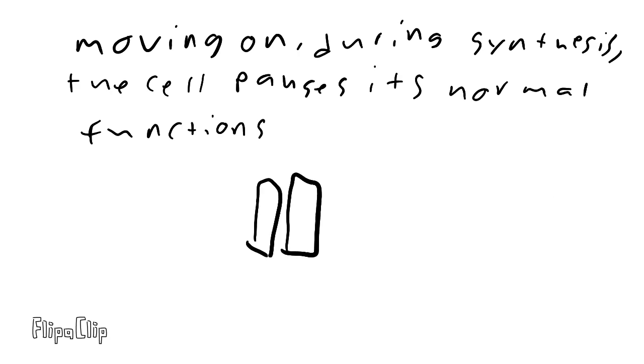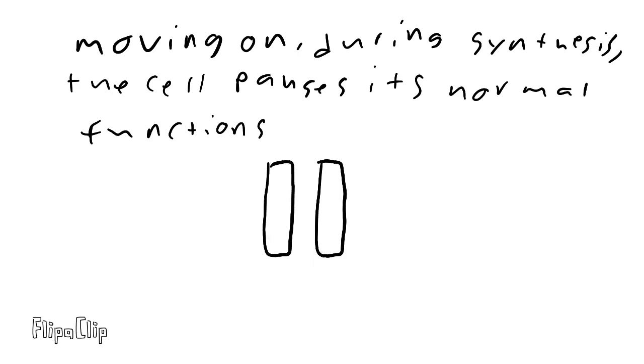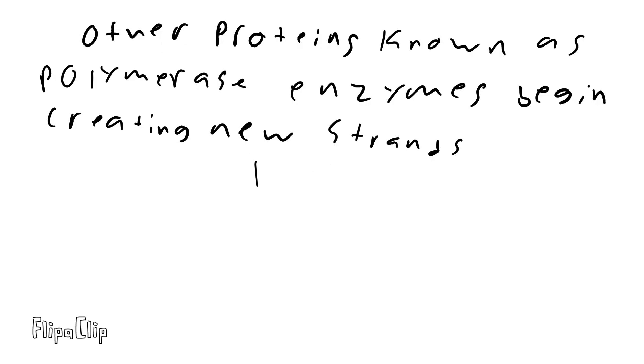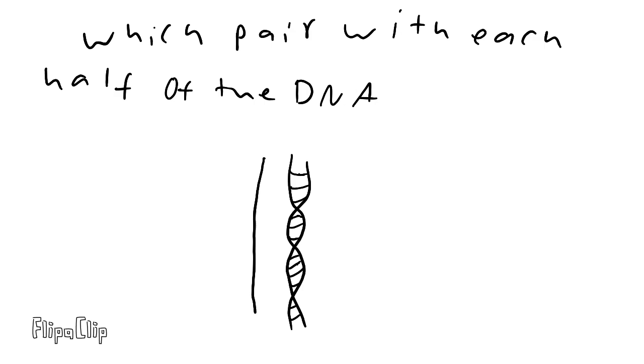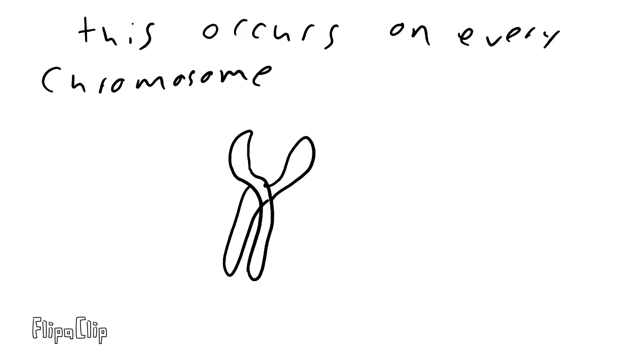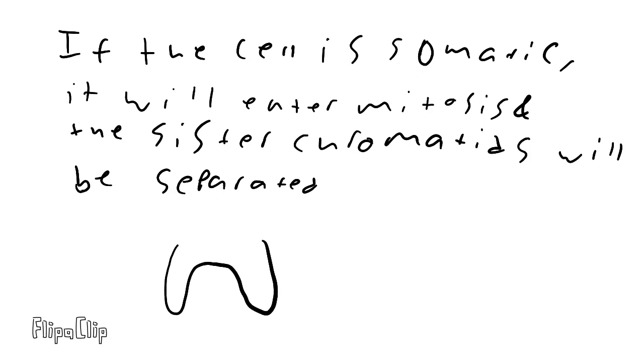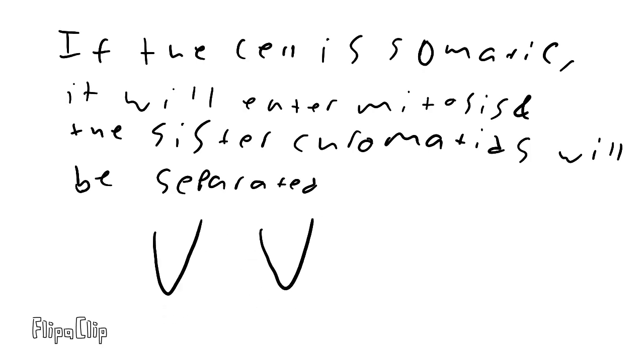Moving on, during synthesis, the cell pauses its normal functions. All that happens is DNA replication. This is done by unzipping strands of DNA. Other proteins, known as polymerase enzymes, begin creating new strands which pair with each half of the DNA. This occurs on every chromosome, making sure that everything is exact, a perfect copy. If the cell is somatic, it will enter mitosis and the sister chromatids will be separated.